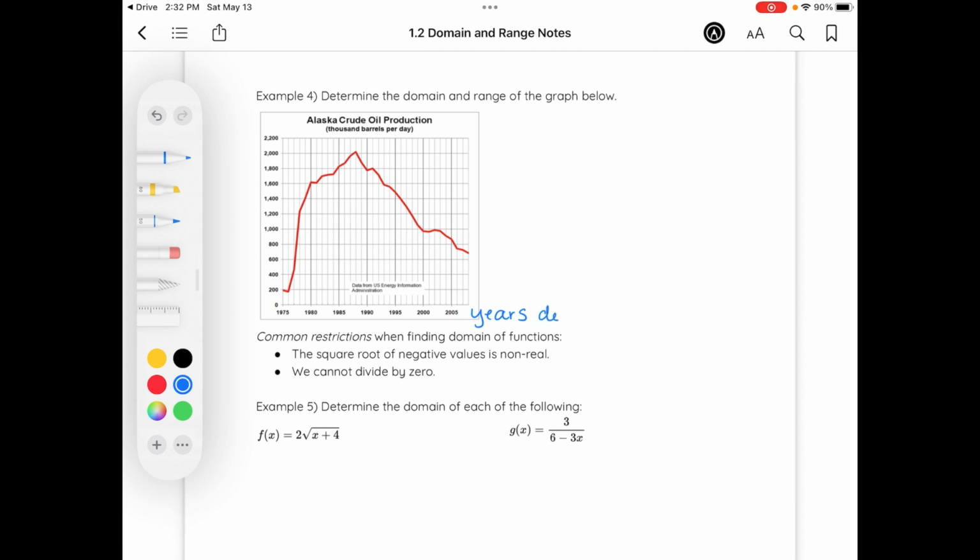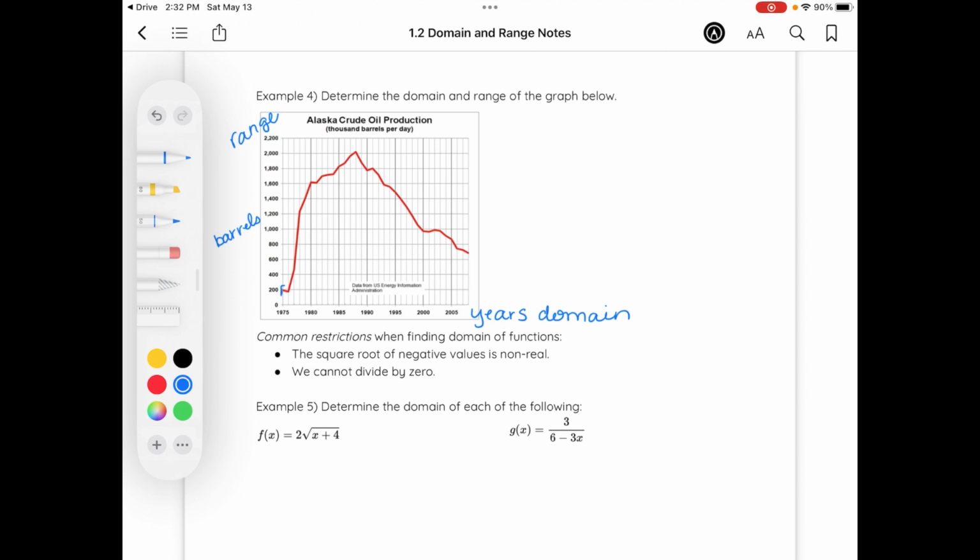And this is going to be our domain. And then it looks like we have barrels, and this is going to be our range. So when I'm looking at my domain, granted, we know that there are more years that are older than 1975. However, this is just with respect to our graph.